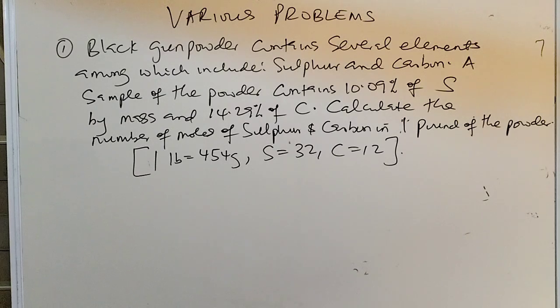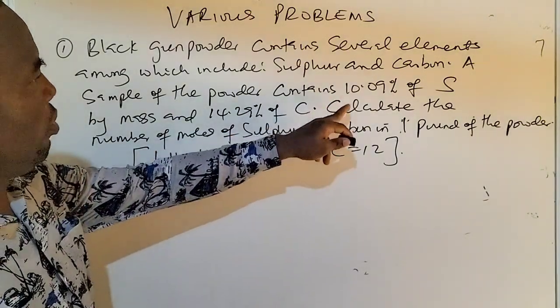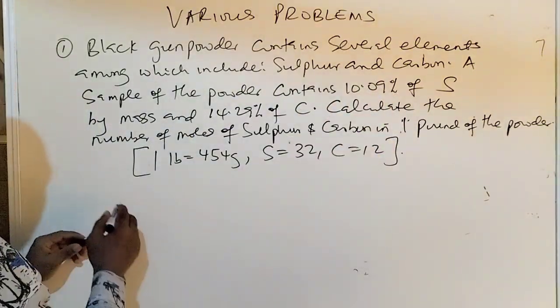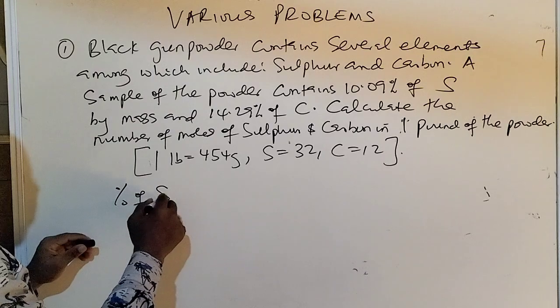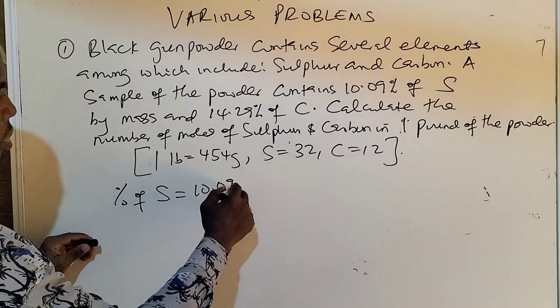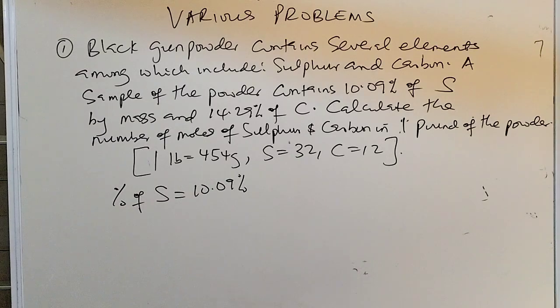In brackets, you're given the equivalent of 1 pound, which is 454 grams, and the relative atomic masses of sulfur and carbon, which are 32 and 12 respectively. So how do we solve this problem? To solve it, we'll start with sulfur, the one mentioned first. The percentage of sulfur in the powder is 10.09%. So all we have to do is to find the mass of sulfur in the 1 pound weight of the powder.